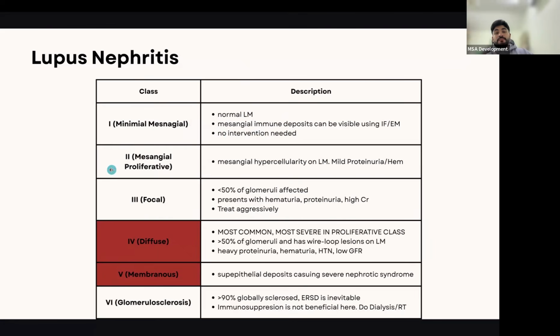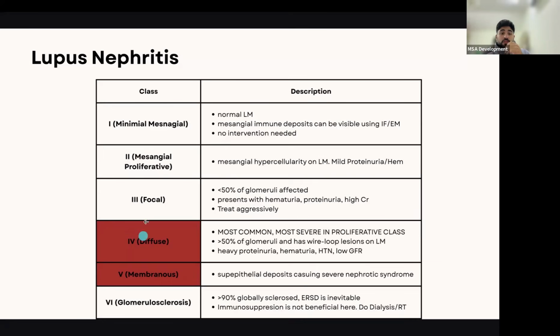Second stage, which is the mesangial proliferative stage. Here, from the name, it's proliferative. So you're going to see hypercellularity within the mesangium on light microscopy. And the patient will present to you with mild proteinuria and hematuria.